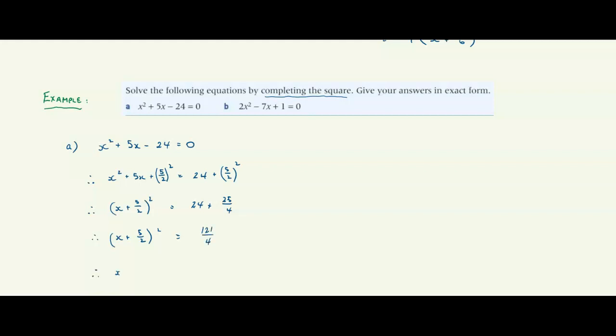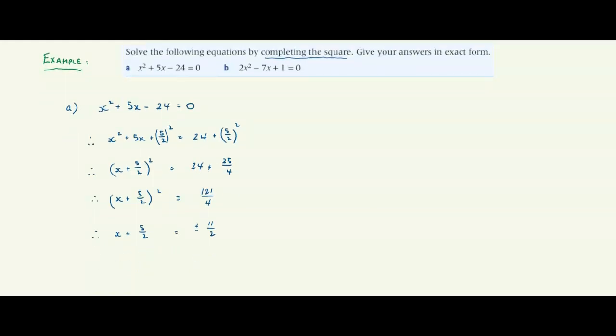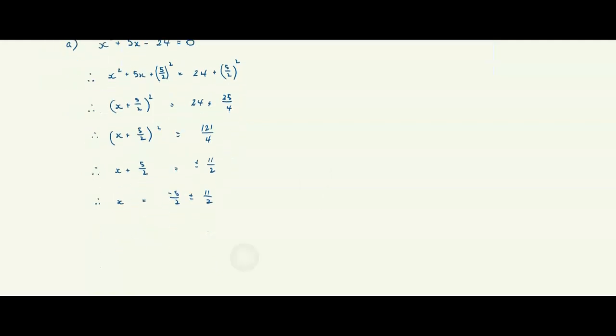I take the square root of both sides. x plus 5 over 2 is plus or minus the square root of 121 over 4. Now they're both square numbers, so that's 11 over 2. I knew that this was going to be a rational solution because I could have factorized it at the outset. So now I've got x equals negative 5 over 2 plus or minus 11 over 2. I can get my two solutions: x is equal to minus 5 plus 11, which is 6 over 2 or 3, or minus 5 minus 11, minus 16 over 2, or negative 8.